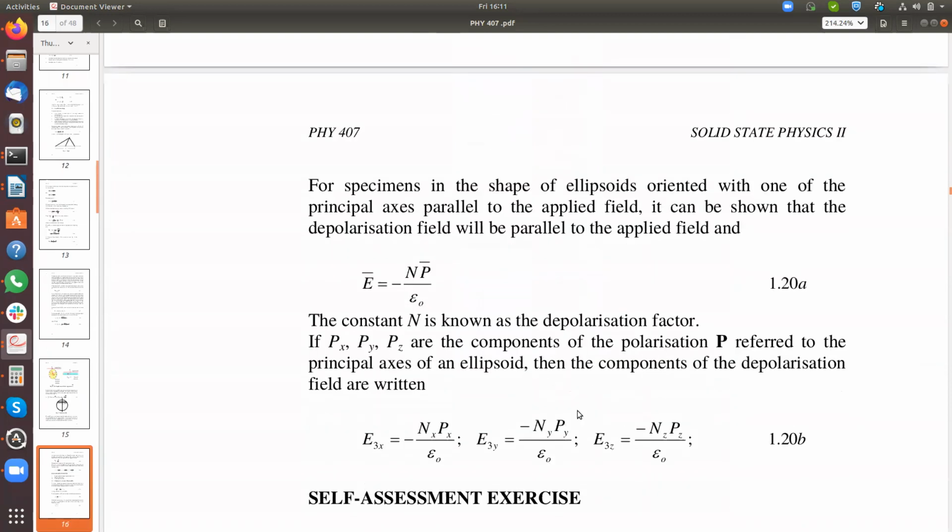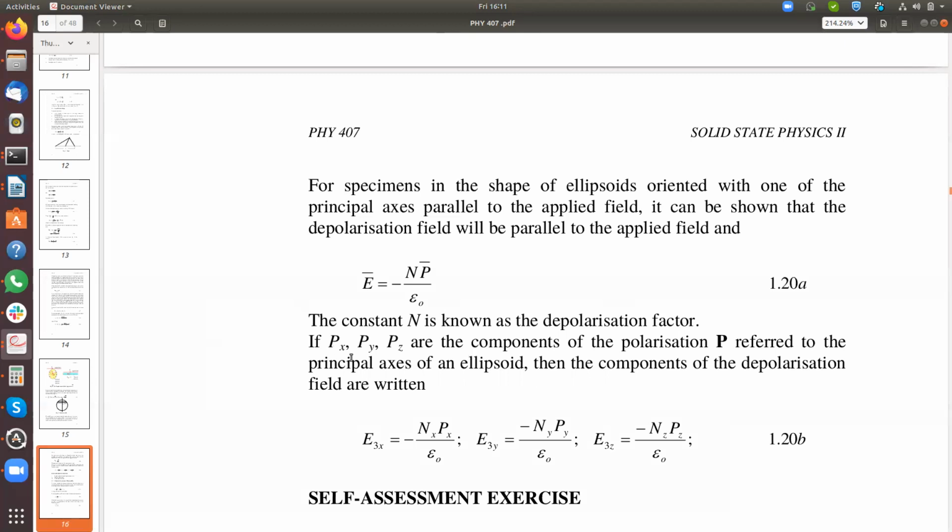So now, for specimens in the shape of an ellipsoid, oriented with one of the principal axes parallel to the applied field, it can be shown that the polarization field will be parallel to the applied field, and the field will be minus N polarization all over epsilon naught. So the constant N is known as the polarization factor.